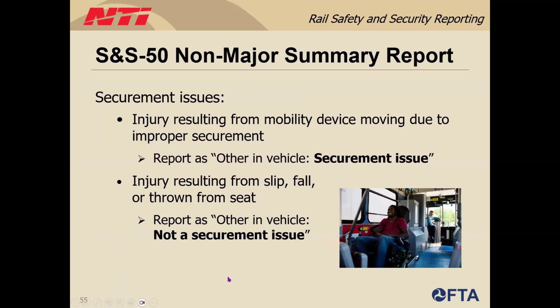2 of the categories on the SNS 50 form in the safety incidents section refer to securement issues. Securement issues are those that are related to an injury resulting from improper securement of the mobility device, such as a wheelchair or a scooter. They would be reported under other in-vehicle securement issue. The other category is other in-vehicle, not a securement issue. So these are those slips, trips, and falls type situations that we mentioned a little bit earlier, or perhaps someone thrown from a seat during a hard brake or other vehicle maneuver.